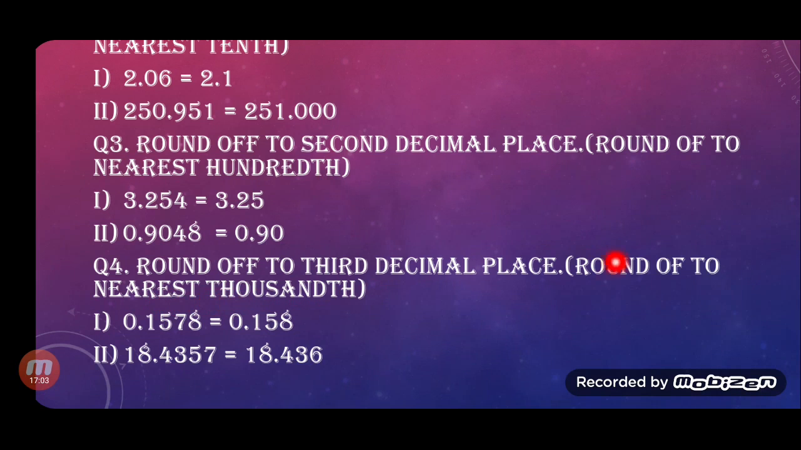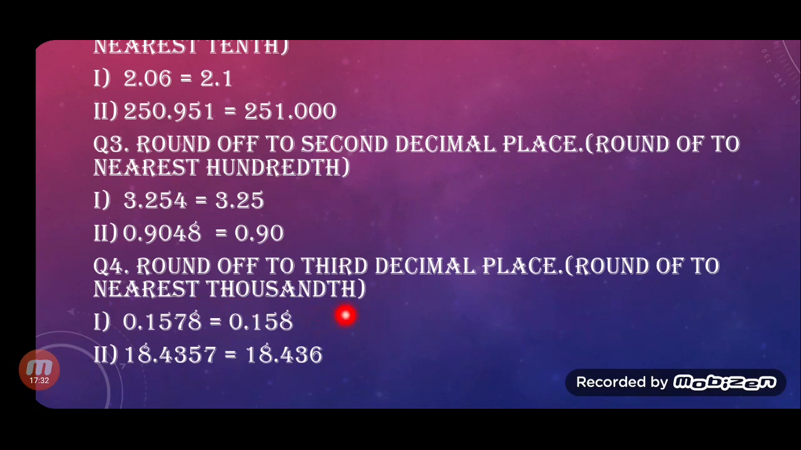Once again, 0.1578. We have to round off to the nearest thousandth. What will we do? 7 is in the thousandths place. Just see the number which is on the right side of 7. It is 8. It is more than 5. So add 1 to the rounding off digit. 7 plus 1, 8. Drop all the rest of the digits. So the answer will be 0.158.